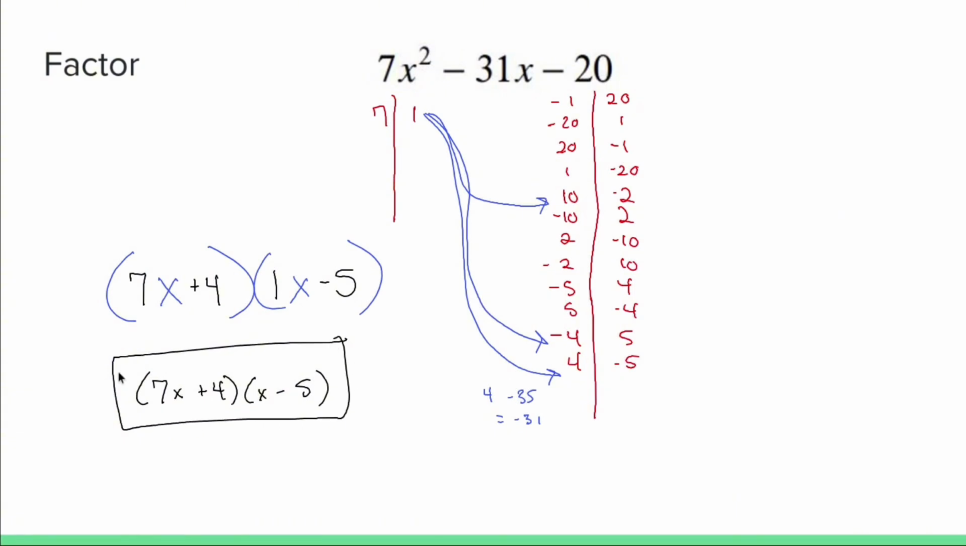When you FOIL that out in your head, you'll get 7x squared minus 35x plus 4x gives me that negative 31x that I need, and 4 times negative 5 is negative 20. The math teacher goat way of factoring quadratics where the leading coefficient is not 1.